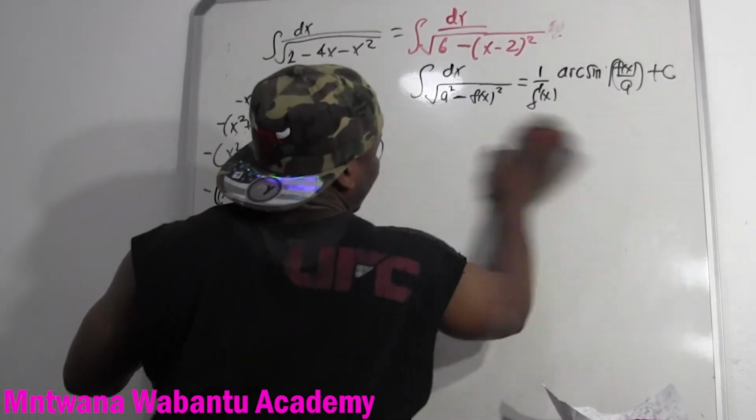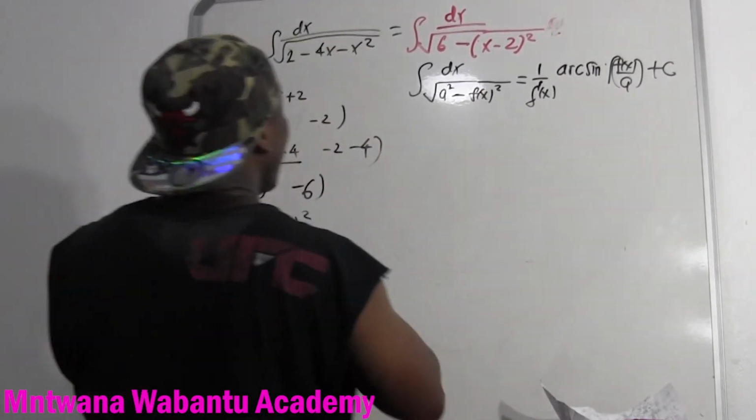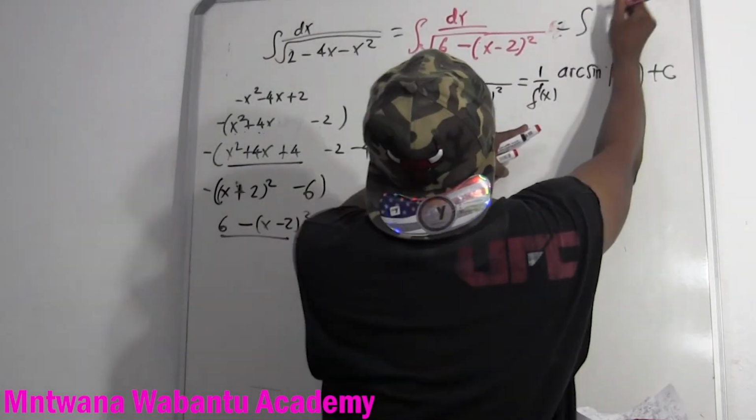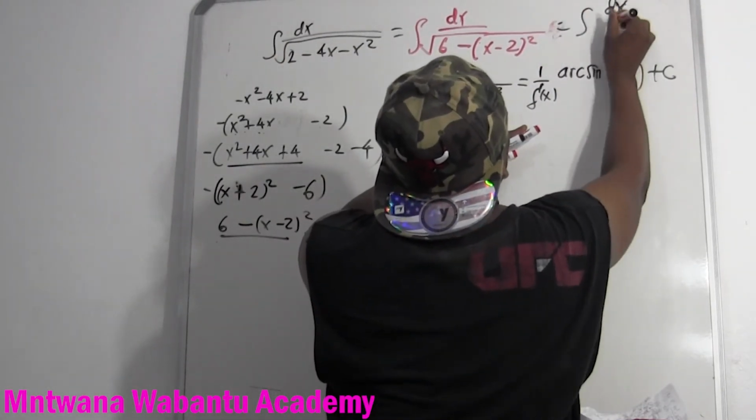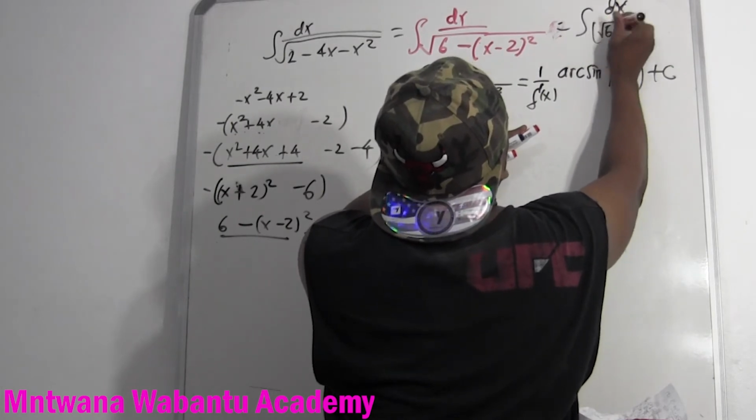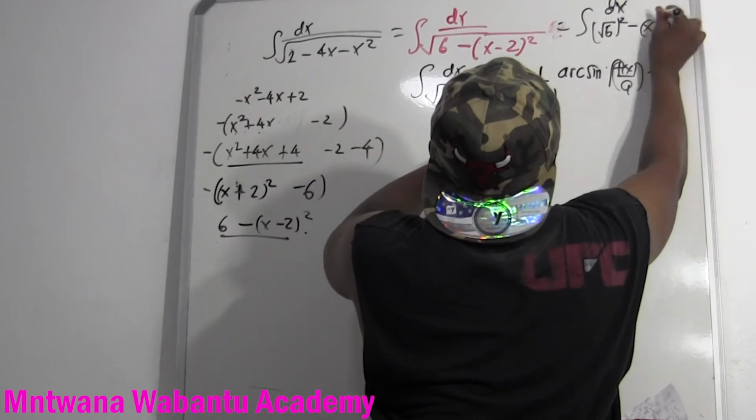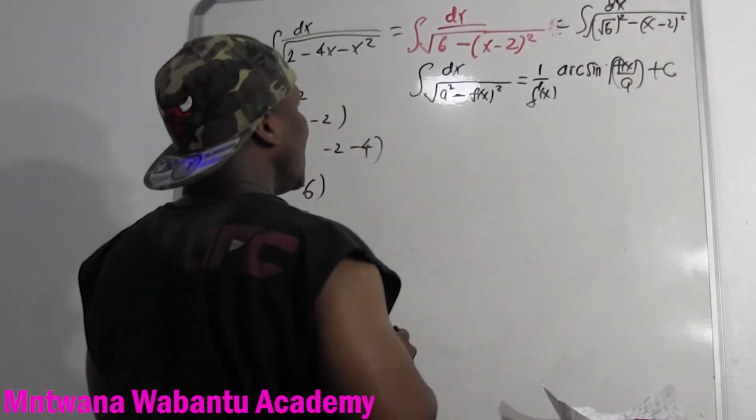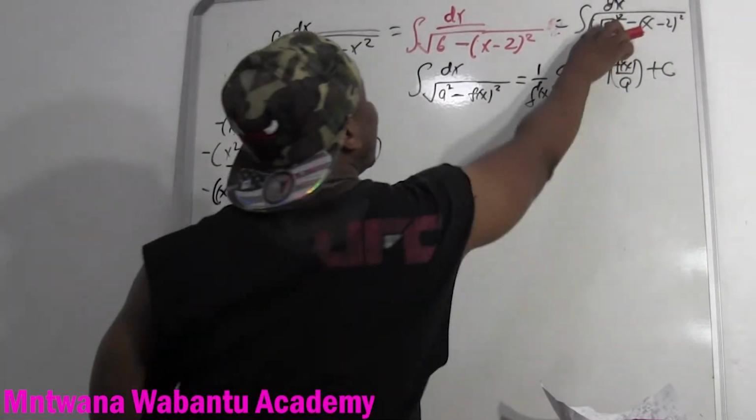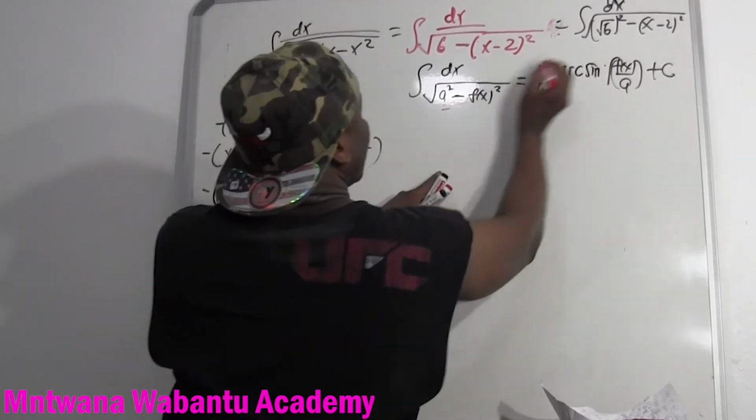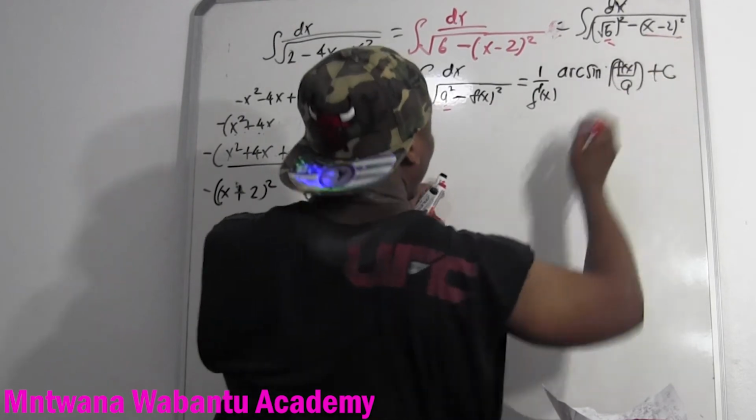So now, for that case, instead of 6, this is the same as the integral dx over the square root of the square root of 6 squared, minus x minus 2 squared. So now that's a sine. This is the same as this one, because my a equals the square root of 6, and this equals x minus 2.